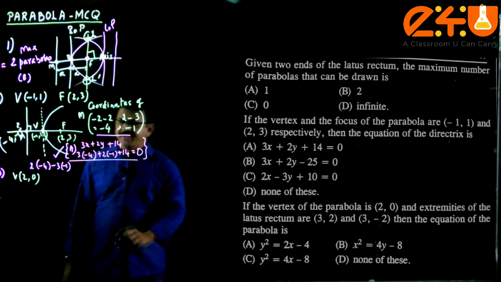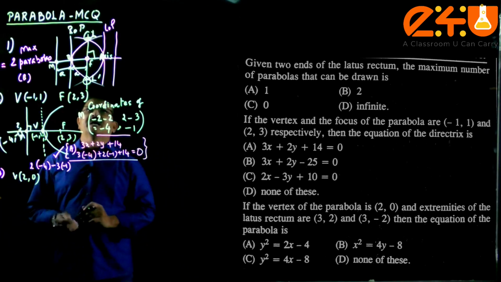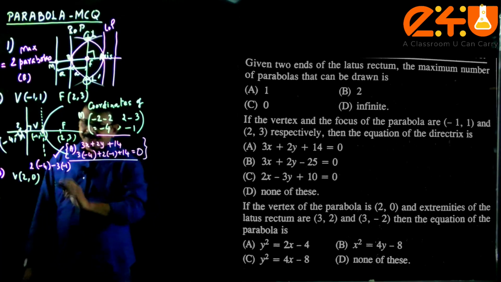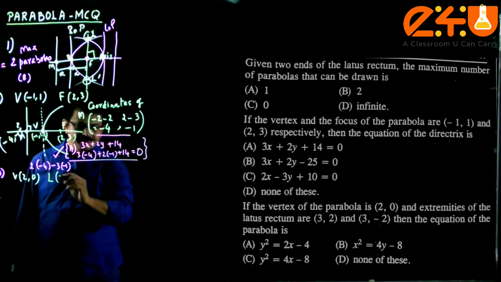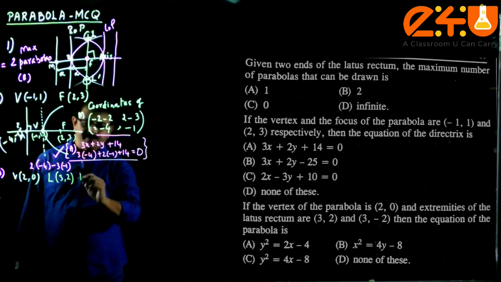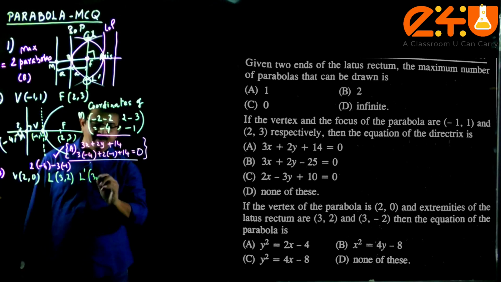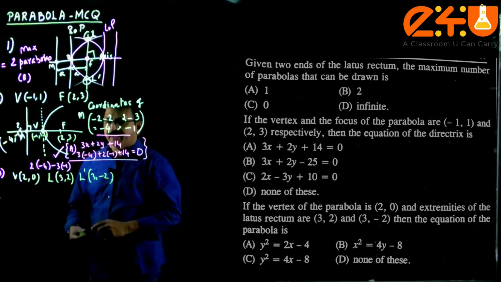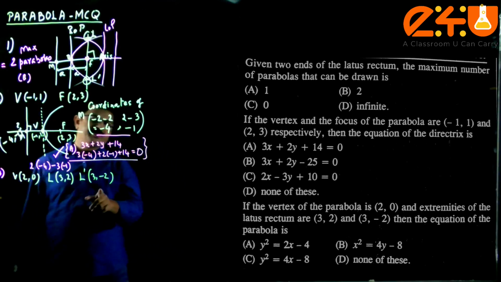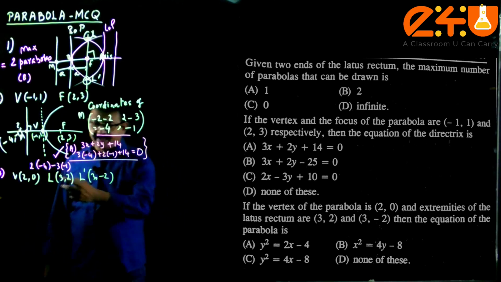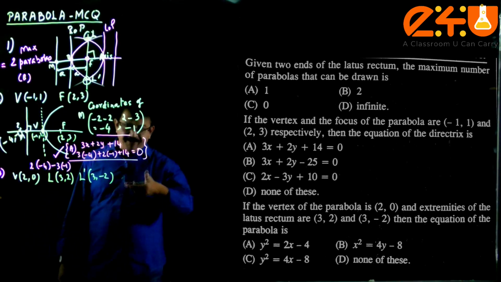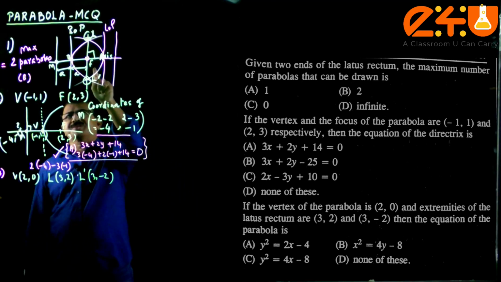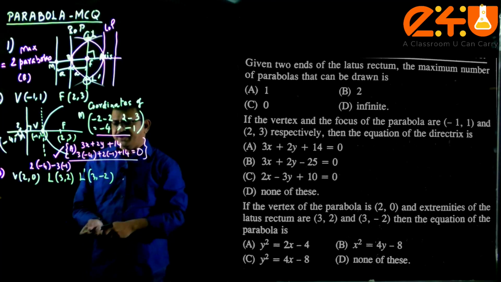And extremities of latus rectum, let us understand that is L and L dash we are talking about. So let me write one end L is 3, 2. The other end L dash is 3, minus 2. Well, what is the relation connecting L and L dash? There are two relations. The distance between them gives length of latus rectum 4a. Midpoint happens to be the focus. So these two you have to satisfy.